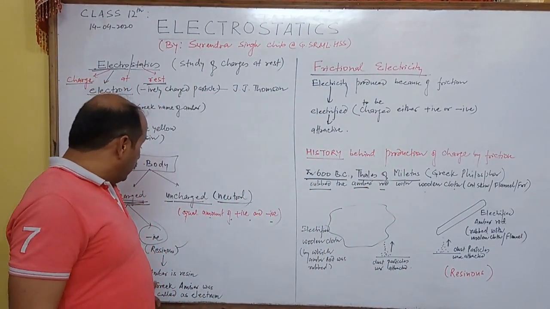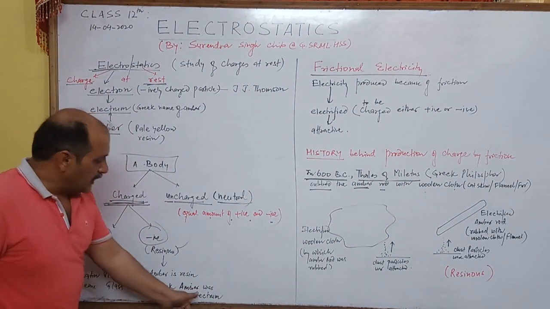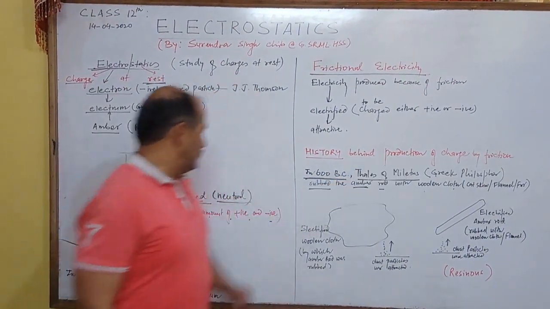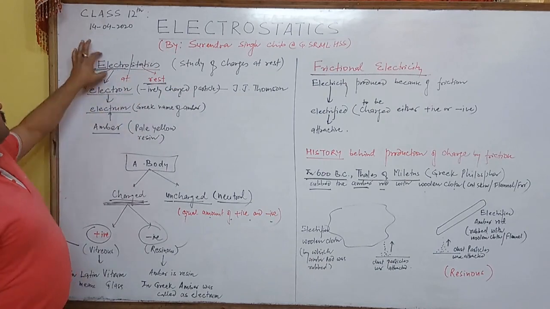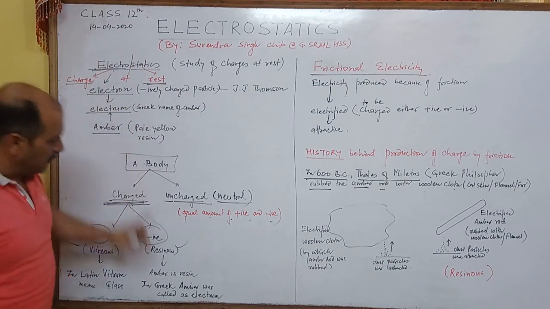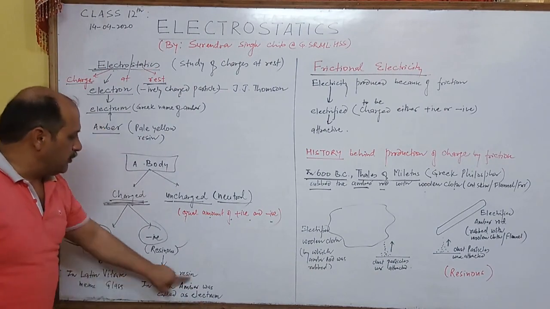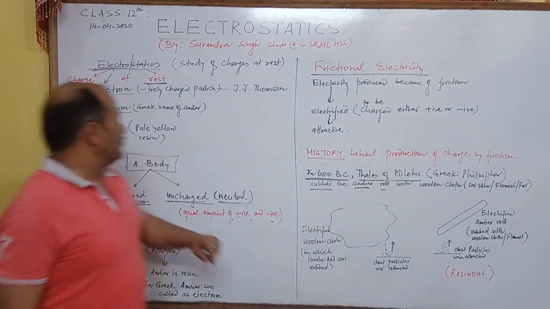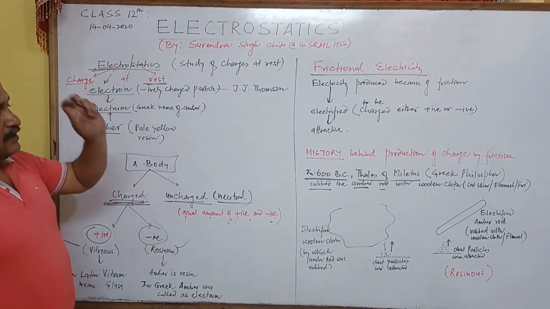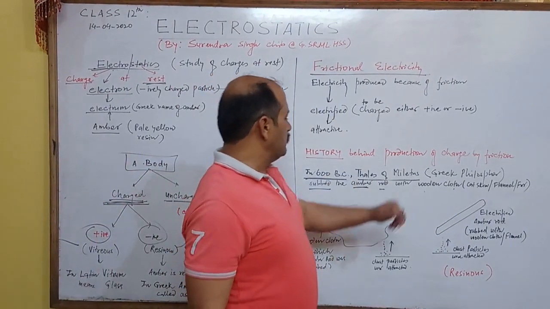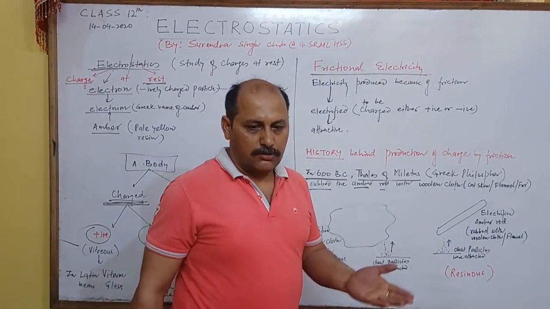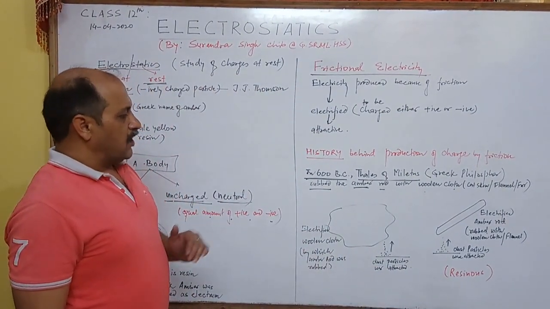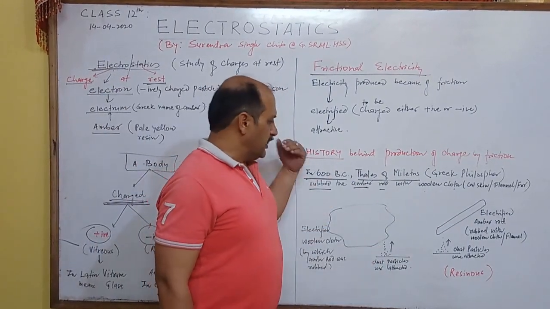And in Greek, amber was called electrum. So we have given a big respect to Thales of Miletus by naming this lesson electrostatics. This electro word comes from electrum. What is an electrum? It is an amber. And it was first done by Thales of Miletus. At that time, Thales of Miletus didn't know about two types of charges. It was later explained by Dufay and Benjamin Franklin. I will explain that in my next lecture.